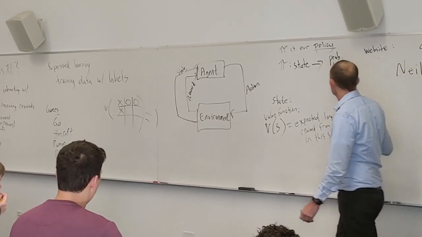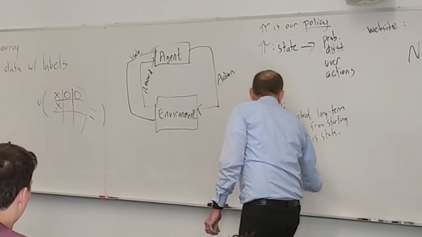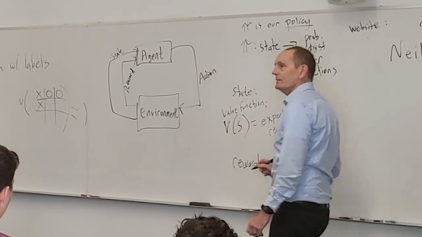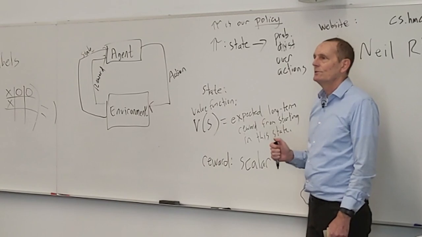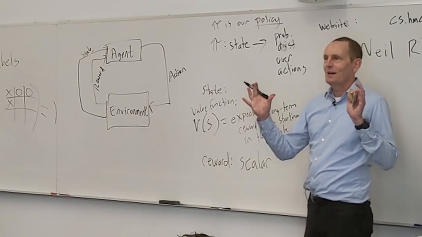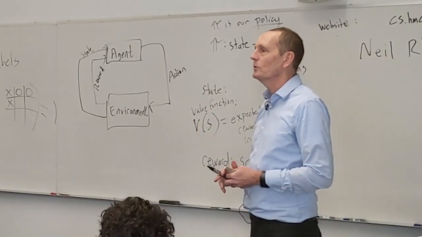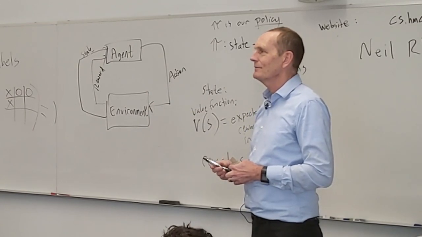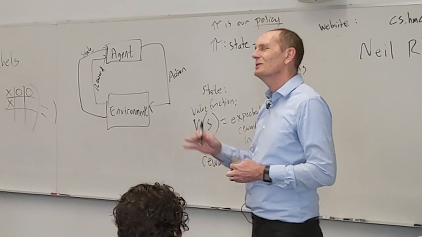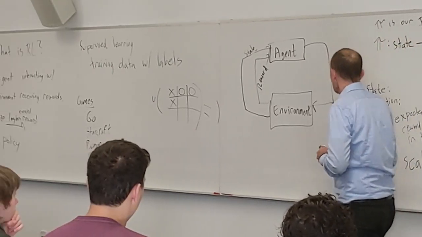One thing about the reward is that the reward, we are always going to say, is a scalar. That is a real number. So we're not going to have some pair of values. This way we can always compare what's a better reward and what's a worse reward. Linearize. Now, is that reasonable? We'll talk more about that later. This is our intro, so we don't want to get too stuck in the weeds.